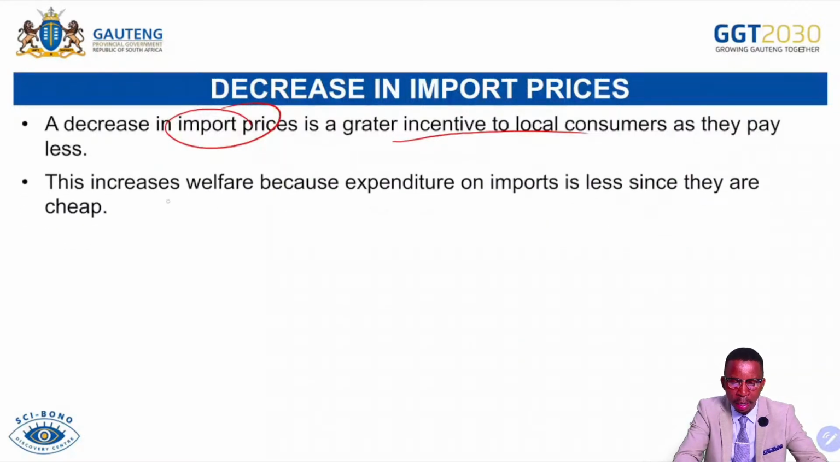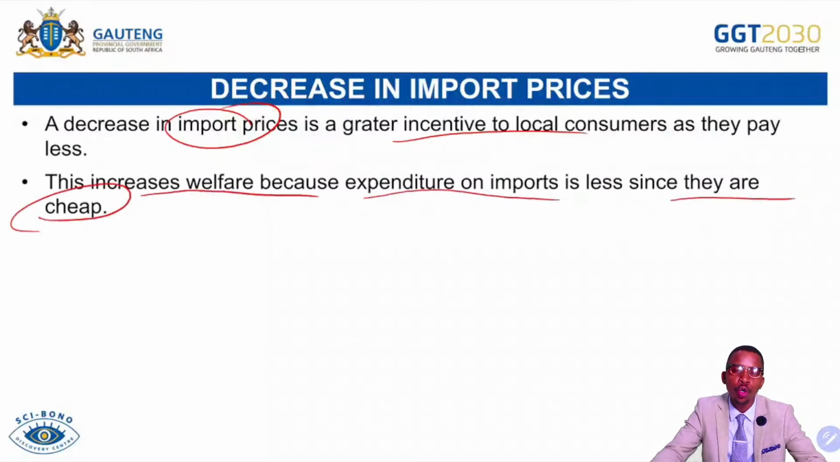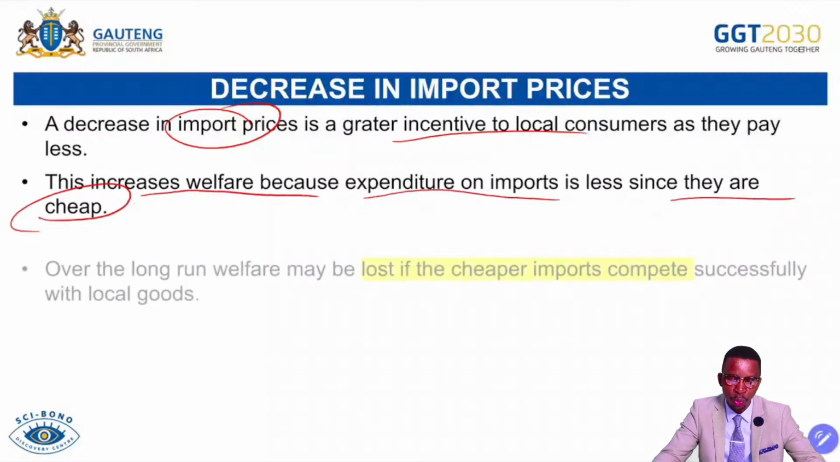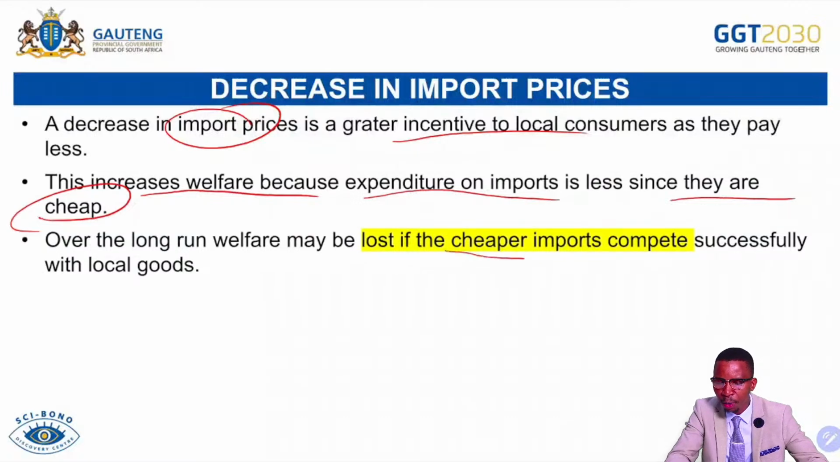So there is increased welfare because expenditure on imports is less since they are cheap. Our domestic consumers normally spend less on imported goods if they're cheap, which increases their welfare, because our consumers now will be affording more goods, even those produced abroad, at the lower cost. Over the long run, welfare may be lost if cheap imports compete successfully with the locally produced goods and services.